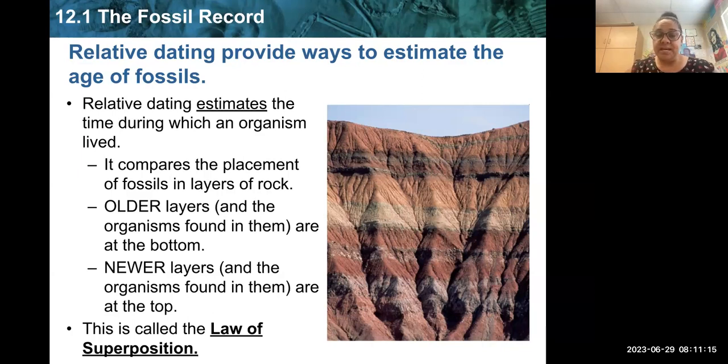So relative dating estimates the time during which an organism lived. It compares the placement of fossils in the different layers of rock. Older layers and the organisms, the fossils, found in them are found at the bottom. Newer layers and the organisms found in them are at the top. And this is called the law of superposition. Bottom is old, top is new.